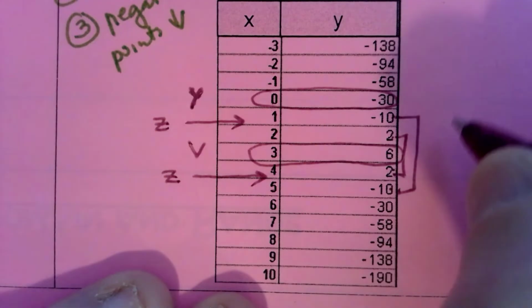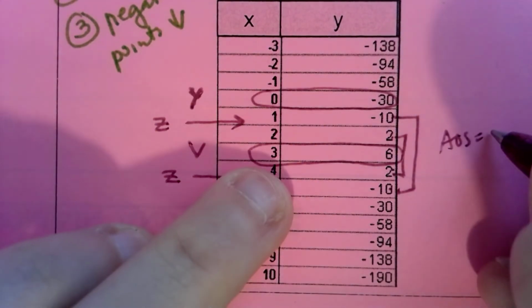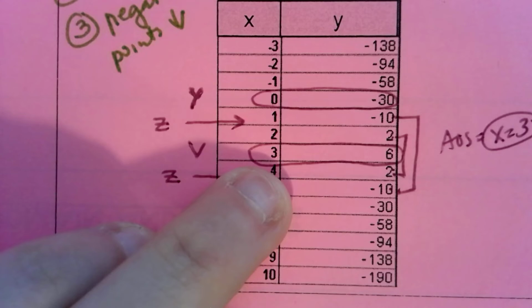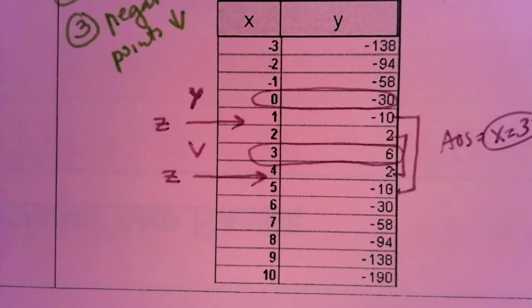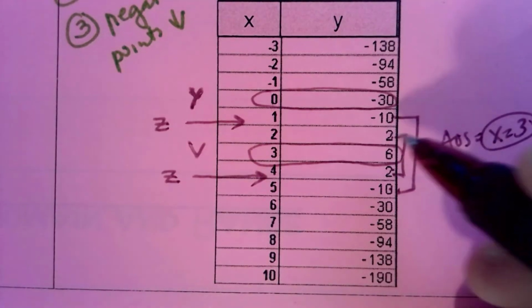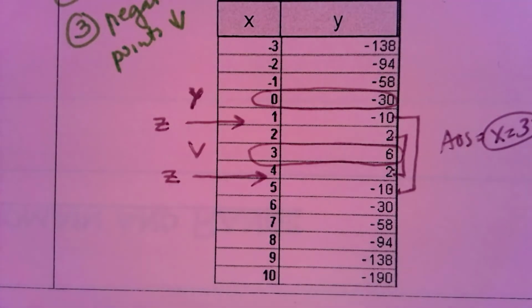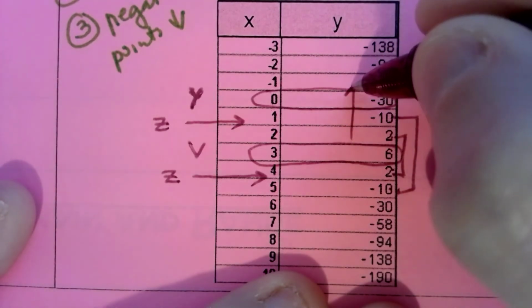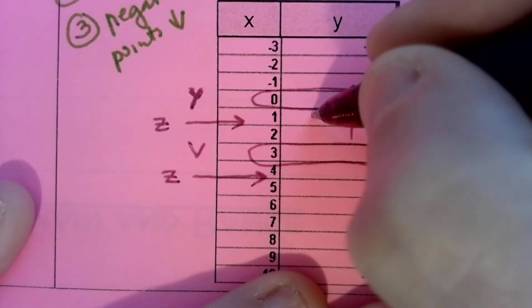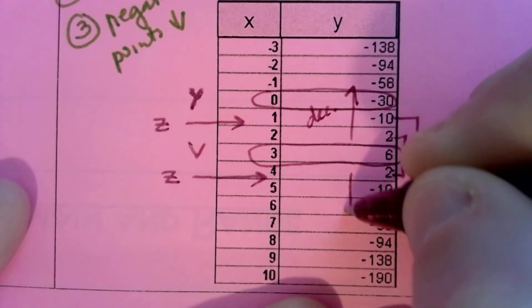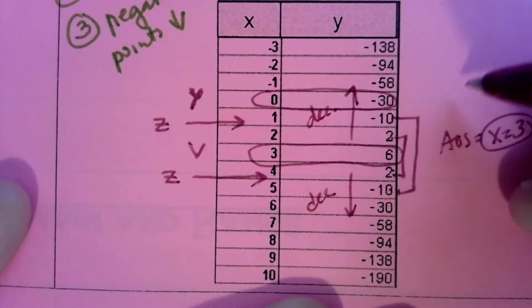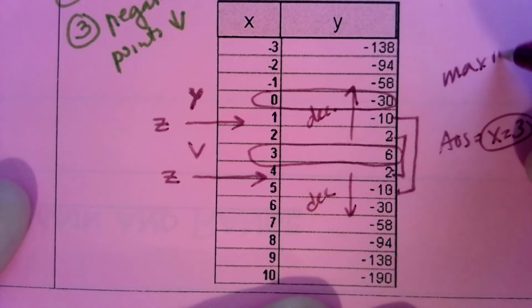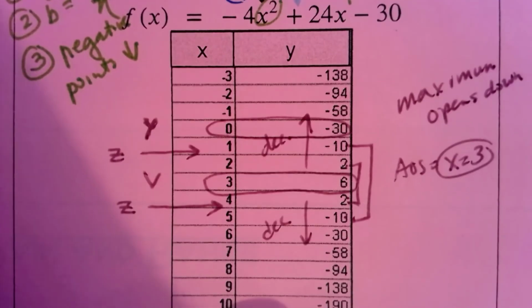I can see my axis of symmetry is x equals 3, because that's the x of the vertex. The y of the vertex will tell us something tomorrow. It actually tells us our minimum value or maximum value. Speaking of which, as I move away from the vertex, what's happened to these values? They're decreasing. As I move away from the vertex, they're decreasing. That means I have a maximum and it's opening down. Okay, I have a maximum and it opens down.